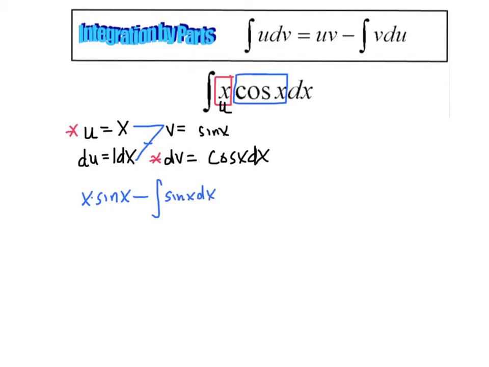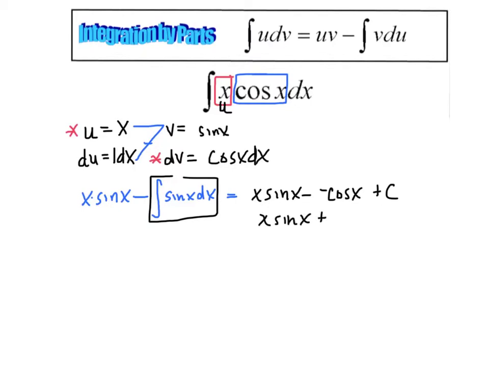Well, now just think about this. What is the antiderivative of sine? It's negative cosine. So I have x sine x minus negative cosine. I should put a plus c there. So x sine x plus cosine x plus c.